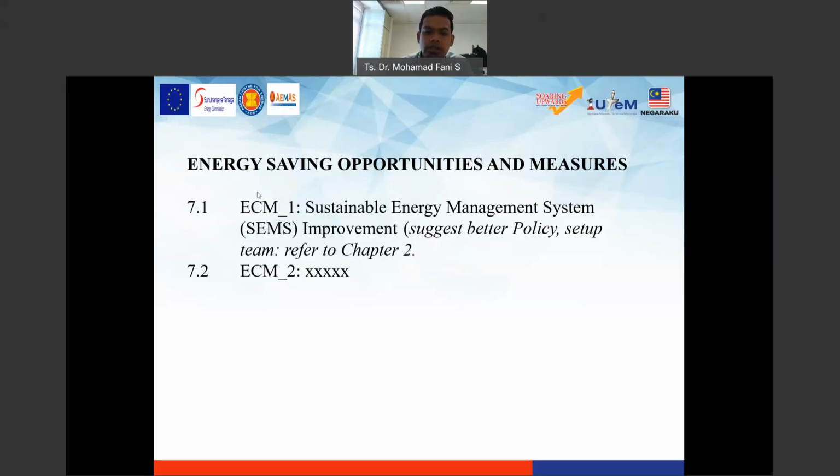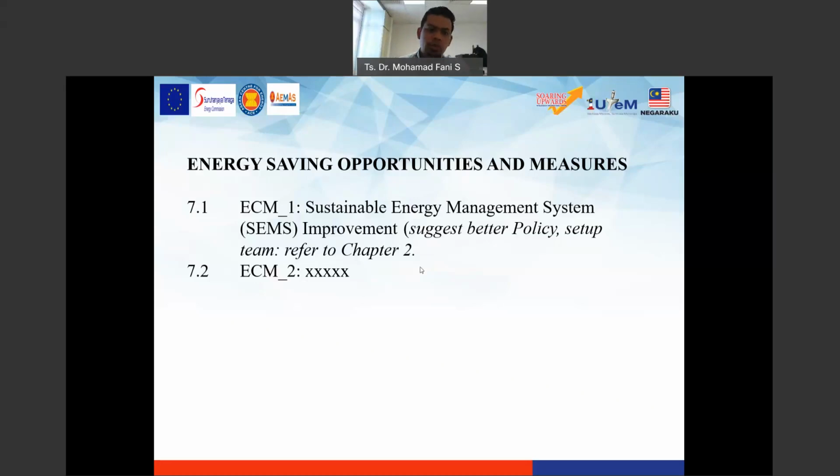So you must suggest something to set up or to improve the sustainable energy management system. If that building or company has set up an energy management system, then you suggest improvements. If there is no sustainable energy management system in the company, you must suggest a better, proper plan for this kind of system to be set up in that company, factory or building.